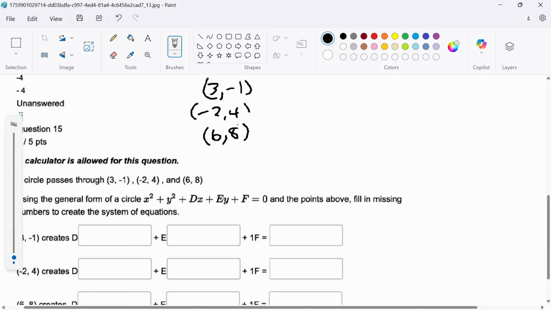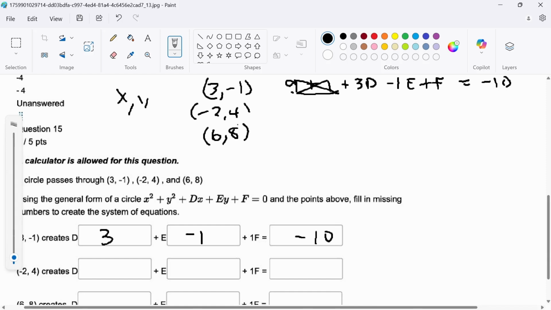So I did x squared. Remember, it's x, y. So x squared is 3 squared is 9, plus negative 1 squared is 1, plus dx, so plus 3d, plus ey, so y is negative 1, minus 1e, and then it's just plus f, equals 0, but this 9 plus 1, I don't want it there. I want it on the other side. So 9 plus 1 is 10. I subtract 10 from both sides, negative 10. So the first one is 3d minus 1e, and then negative 10.